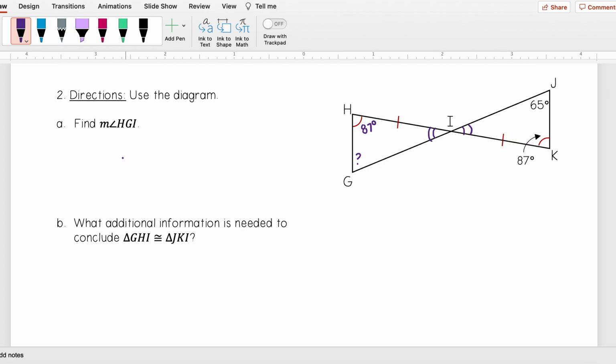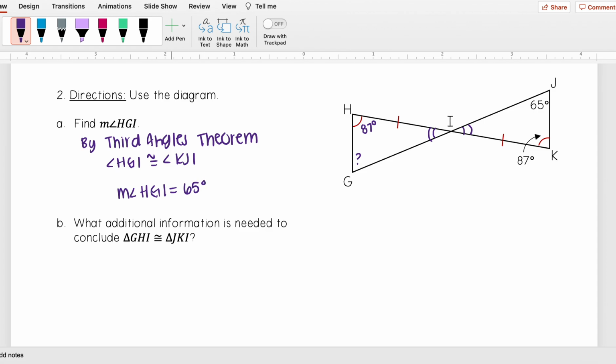And what we know from the third angles theorem, so I'm going to say by third angles theorem, angle HGI is congruent to angle KJI. Well, angle KJI is 65 degrees, so that means that the measure of angle HGI is equal to 65 degrees.